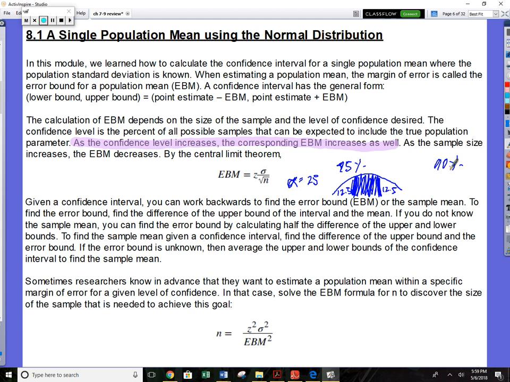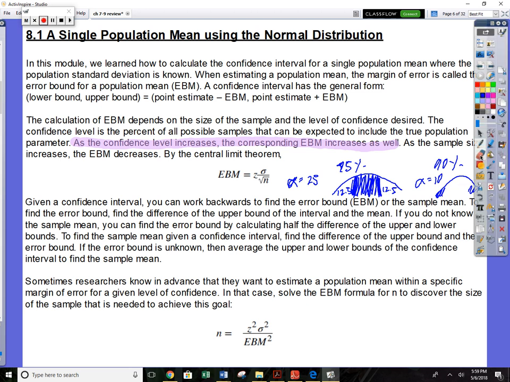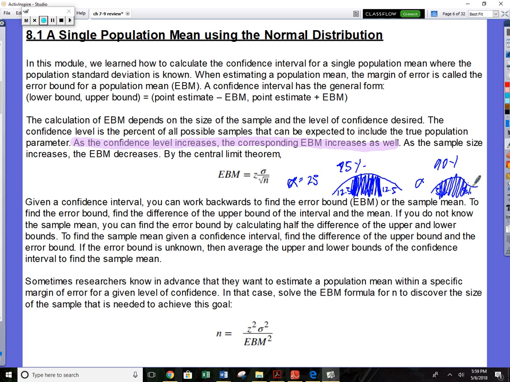Now if you're 90% sure, that means your alpha is 10%. That means your tails, instead of having 12.5% on each tail, you only have 5%. So if I go 5% and 5% here, my window is going to be much larger. This is a longer window. This other one is a tighter, narrow window because my confidence level's pretty small. So hopefully that kind of makes sense.